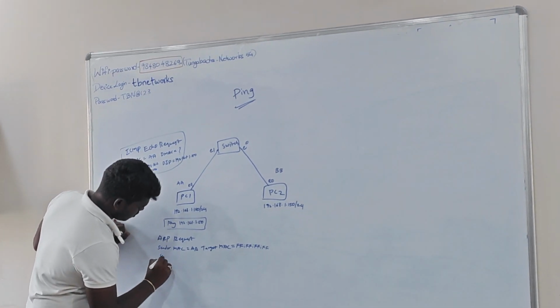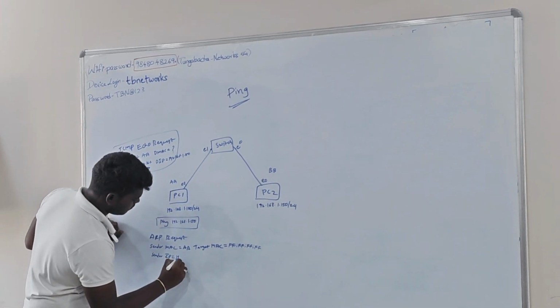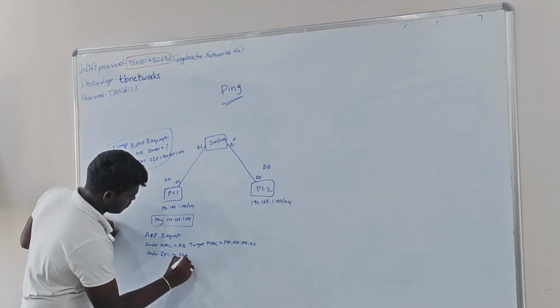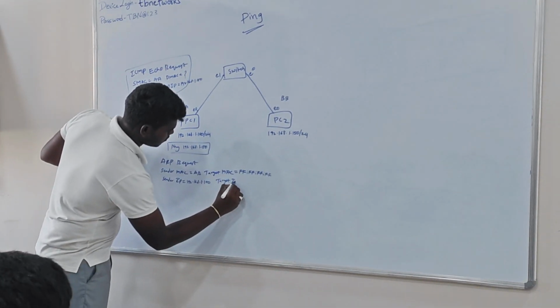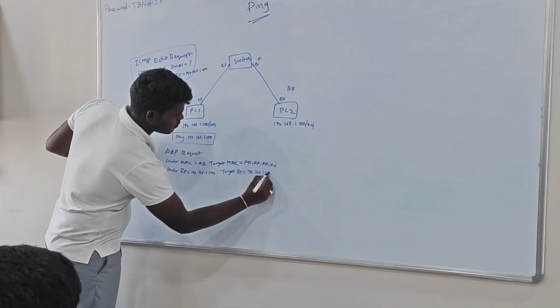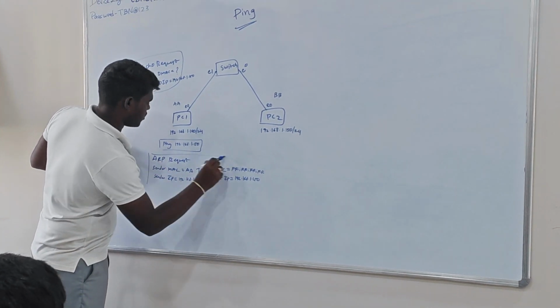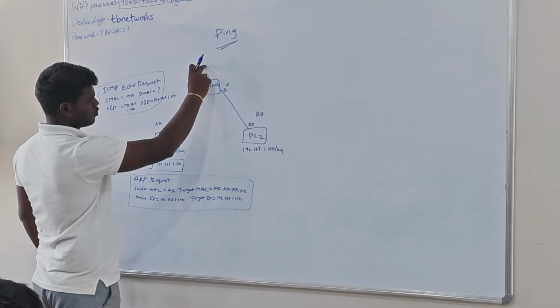And here the sender IP is the PC1 IP, and the target IP is the PC2 IP. This is the ARP request packet. Now this ARP request packet will go to the switch.